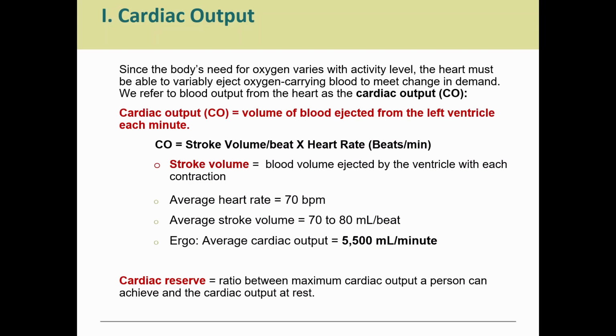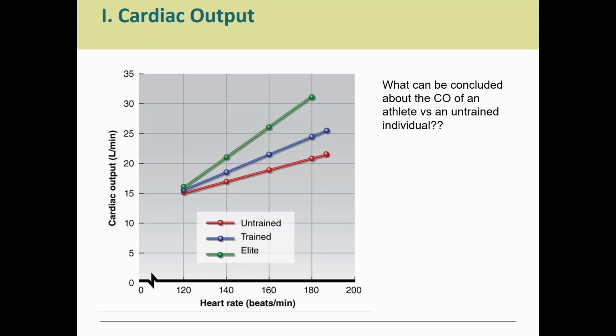The cardiac reserve is the ratio between the maximum cardiac output and the normal cardiac output at rest. So what's the difference between cardiac output when you're just hanging out doing nothing and cardiac output when you're really pushing yourself? And this can vary depending on a person's training, especially cardiovascular training.